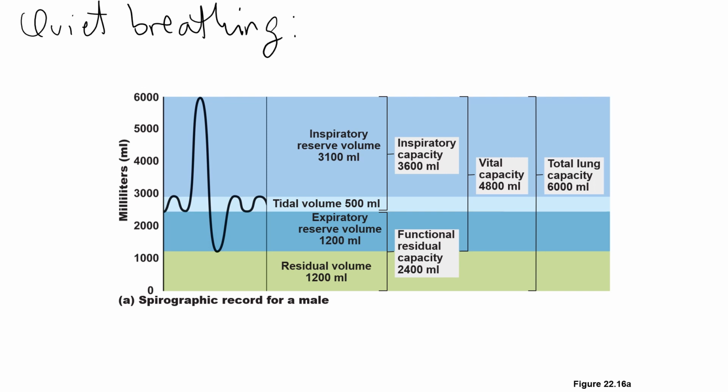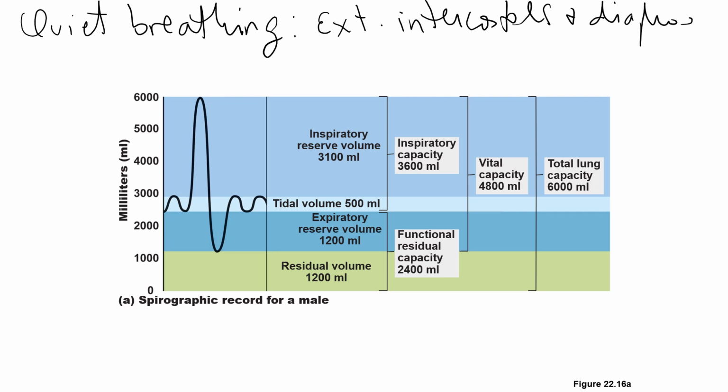The muscles that are being used are the external intercostals and the diaphragm. And quiet breathing is the tidal volume, TV, which is about 500 mL of air. So this little curve right here, and these little curves, are the tidal volume, quiet breathing.